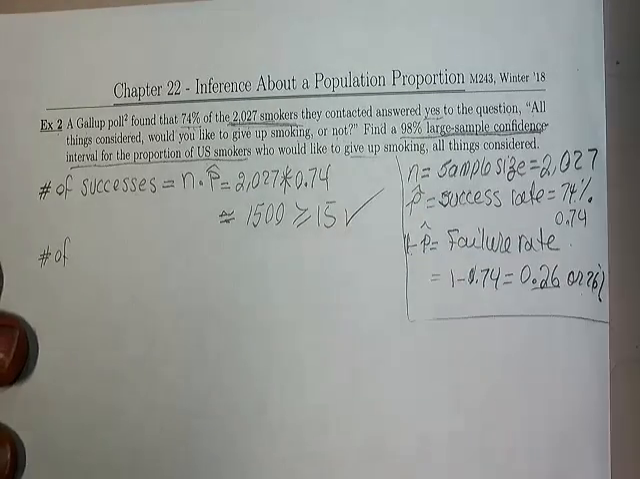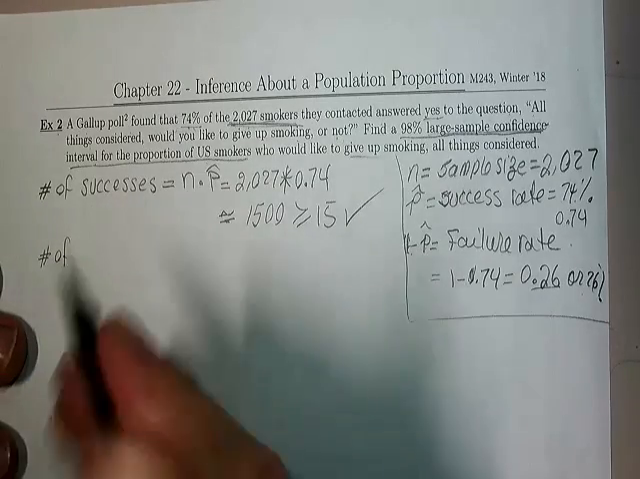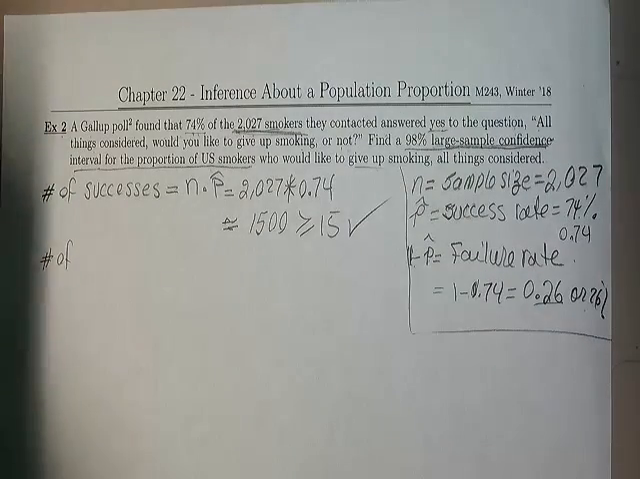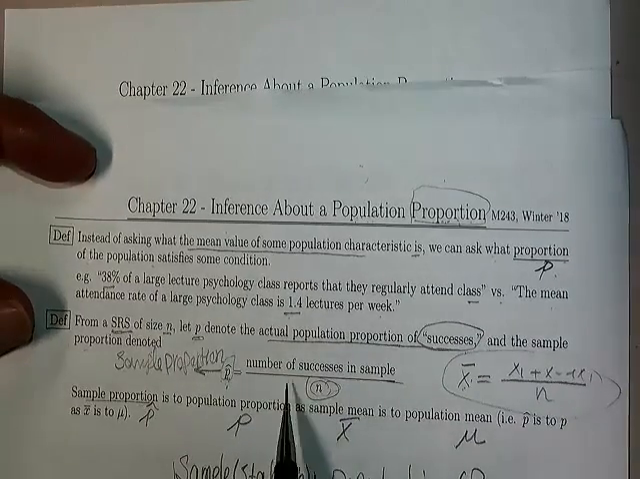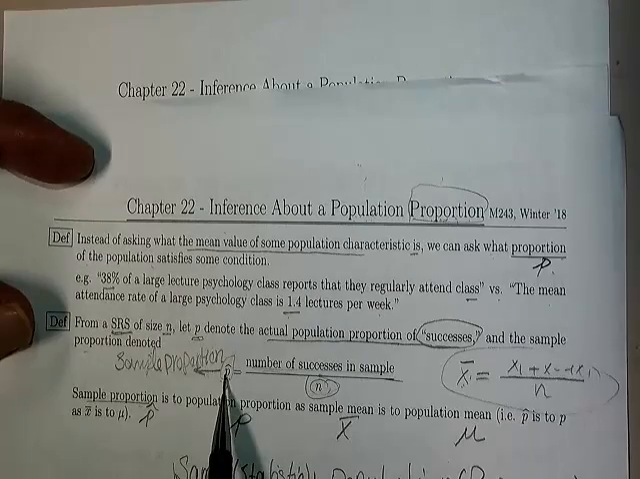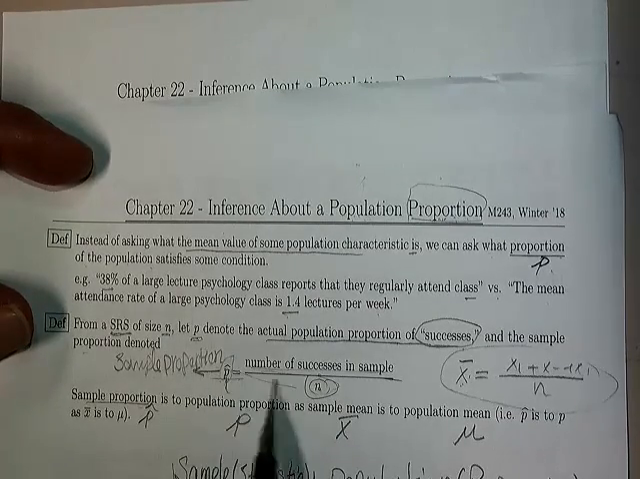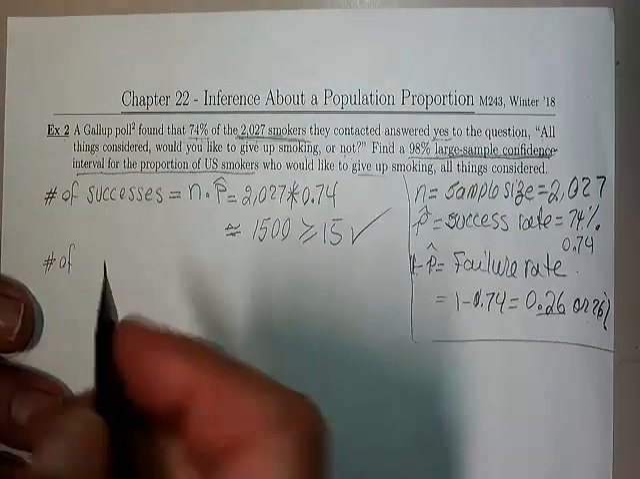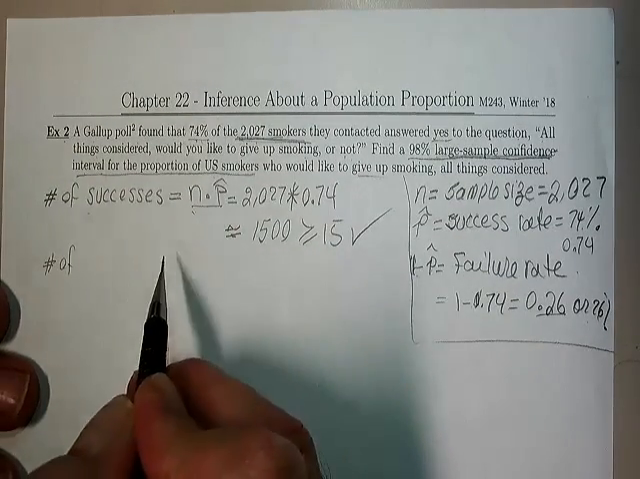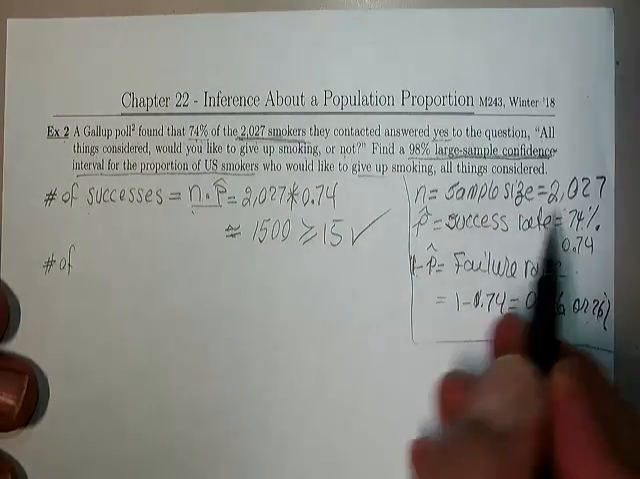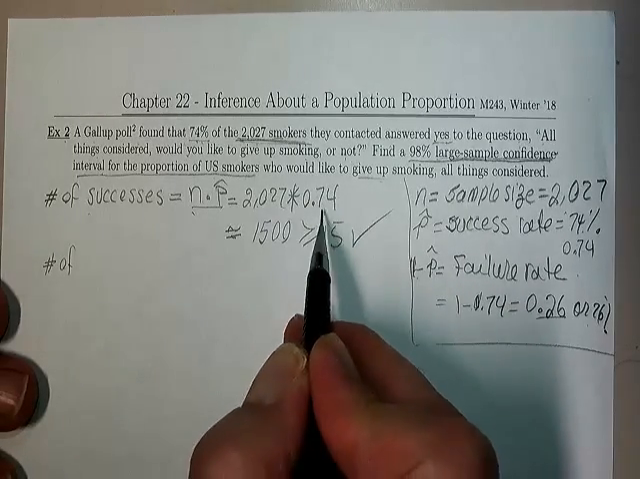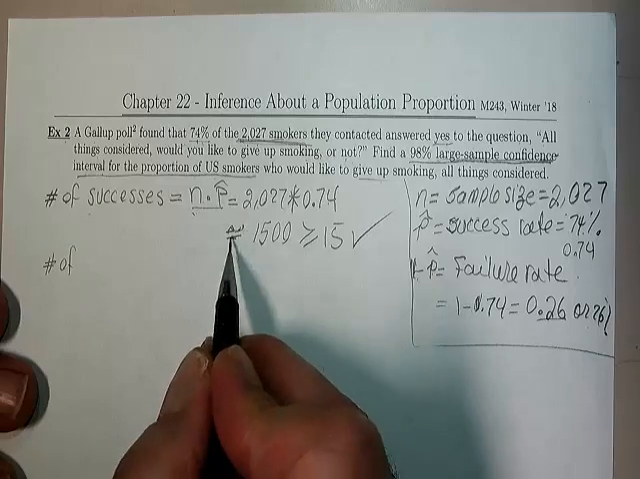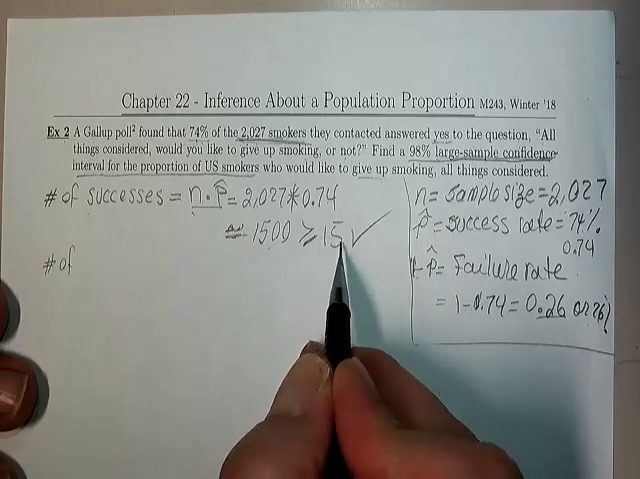Now let's find the number of successes. We use the first page formula: number of successes is equal to p hat times n. You just multiply diagonally, 1 times that is equal to n times p hat. So the number of successes is n times p hat, where n is the size of the sample, 2027, and 74% was the success rate. Multiplying that, the answer is approximately 1500, which is way greater than 15.